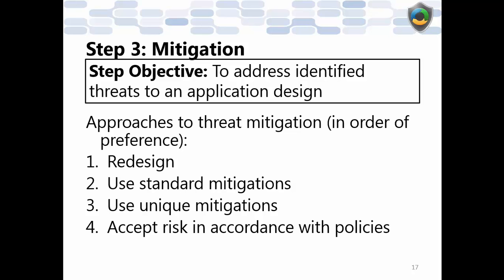Finally, the last approach to mitigating threats is just to accept the risk in accordance with policies. Sometimes redesigning an app using standard mitigations or using a unique mitigation might not be practical. For instance, it may be less expensive to accept an application risk than it is to redesign it or implement a standard mitigation. Or there may be certain assumptions or external dependencies that an app makes that mitigate certain threats that may need to be communicated to users.